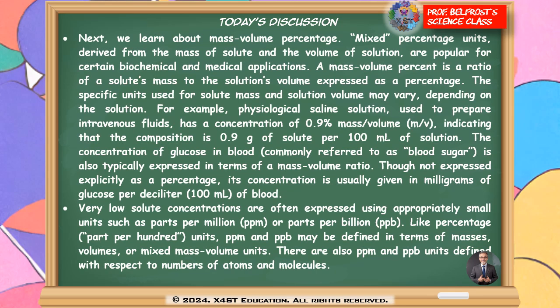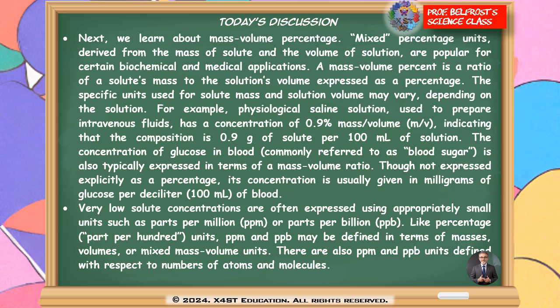Now, a new unit, mass volume percentage. Mixed percentage units derived from the mass of solute and volume of solution are popular for certain biochemical and medical applications. This is just a ratio of a solute mass to the solution volume expressed as a percentage. For example, the physiological saline solution used to prepare intravenous fluids has a concentration of 0.9% mass per volume. That indicates that the composition is 0.9 gram of solute per 100 milliliters of solution.